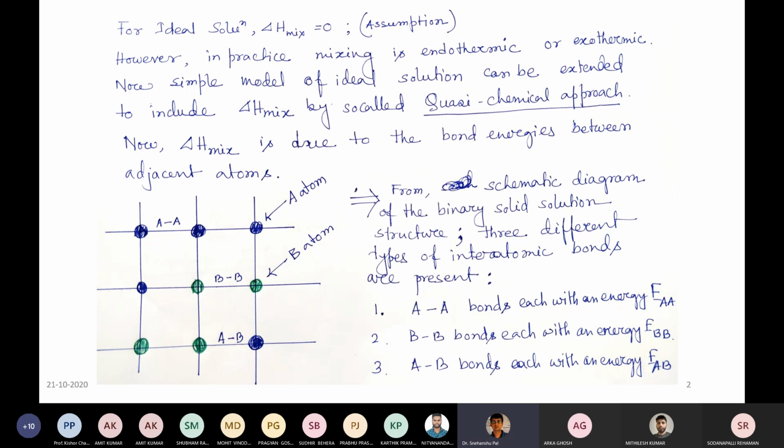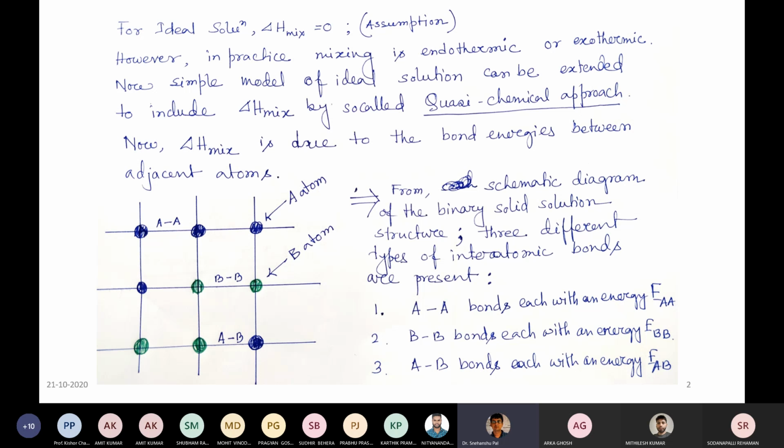So now the solution is not ideal. This is one of the simplest approaches to the free energy of a non-ideal solution. How do I measure del H mix? Suppose you take A and B metals, mix them and do DSC. Through the DSC experiment, if there is a positive or negative interaction, you would see it in terms of what is called heat of formation. So heat of formation can be measured using DSC, differential scanning calorimetry.